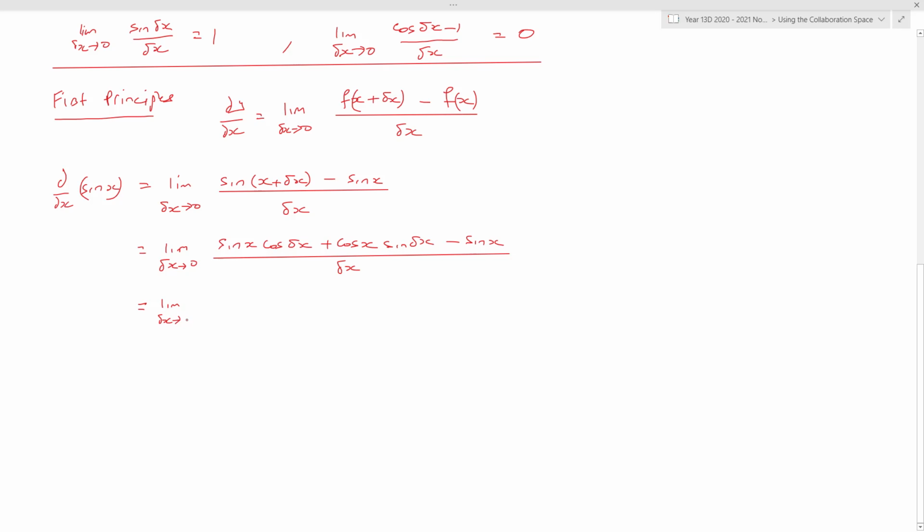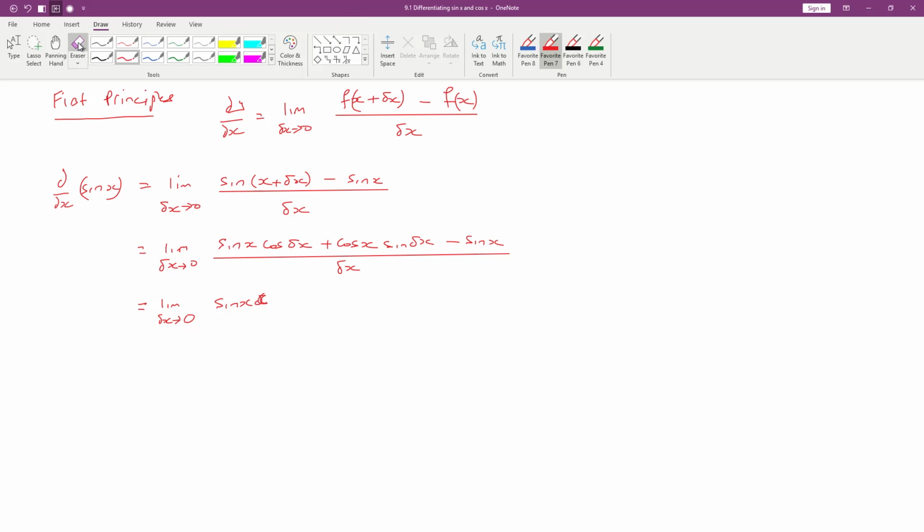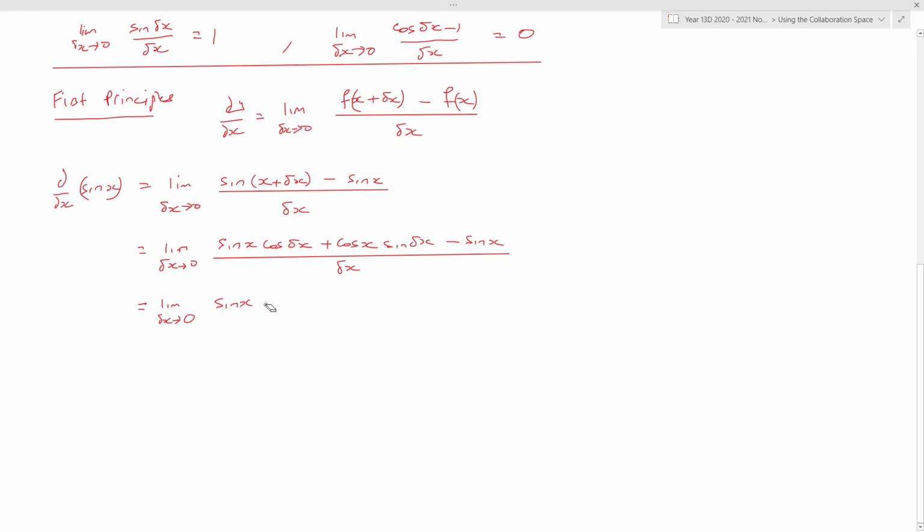I'm going to do some rearranging then to make it easier for myself. I'm going to collect the sine x's. So I've got sine x, cos, sorry, let's rub that out if I can. Yeah, that's better.